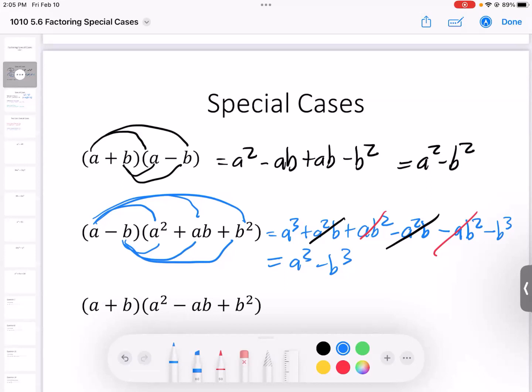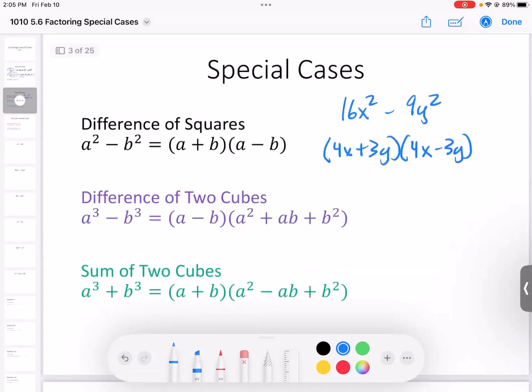But essentially, the special cases come from very specific situations where all the middle terms end up canceling each other out, and you only end up with the cubes or the squares. And so that's where these formulas come from. And they're useful because they allow us to factor things that maybe we typically would have no idea how to factor. And so we're going to be using these three formulas.